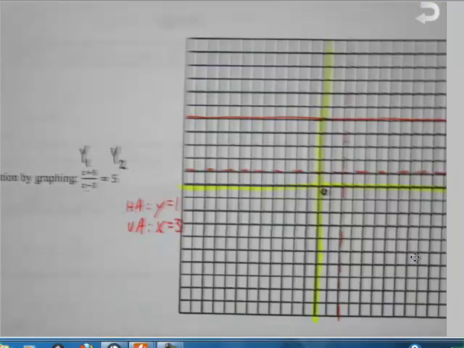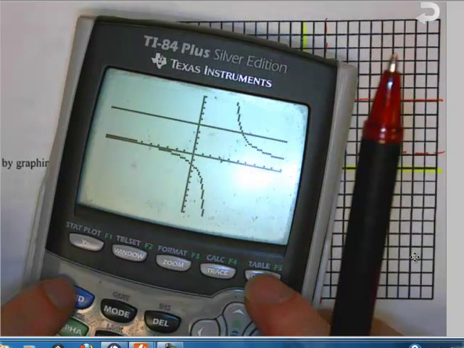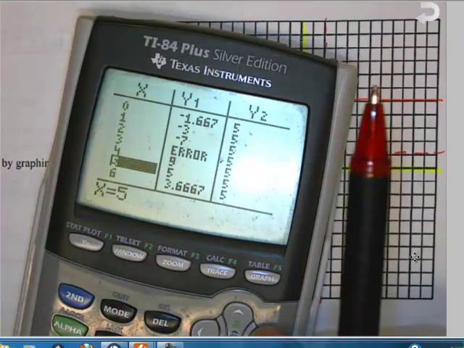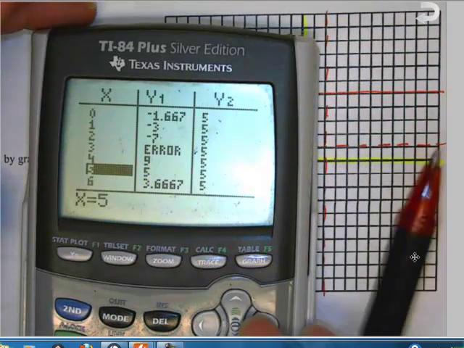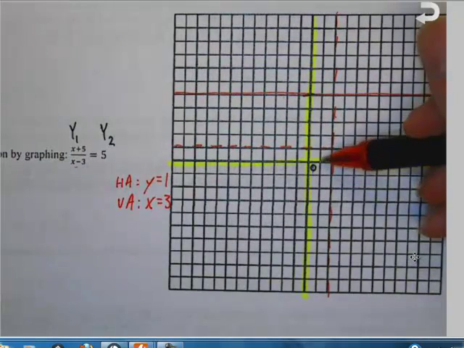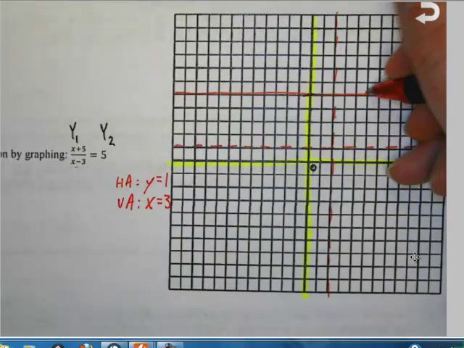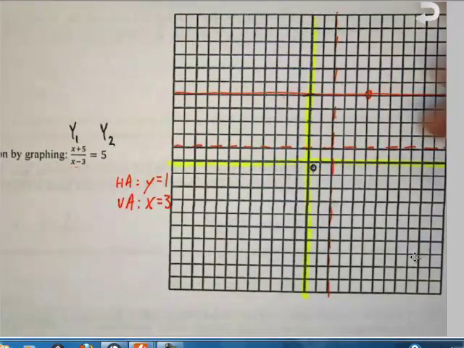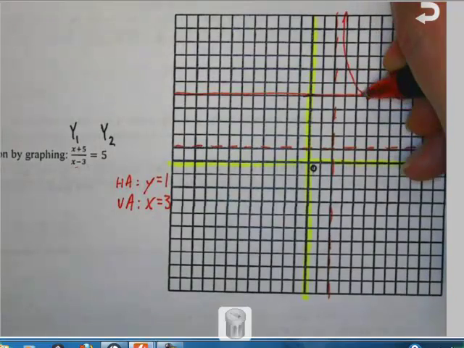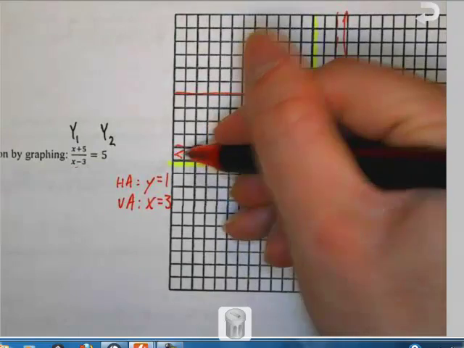Then as we look at our graph on the calculator, you can see that you have a point of intersection where x is equal to 5. The two y's match up. So you go to where x is equal to 5, 1, 2, 3, 4, 5, and where y is equal to 5, and that's your critical point. Once you have your critical point, you can sketch the curve of the rational function. This curve doesn't have to be too terribly perfect.